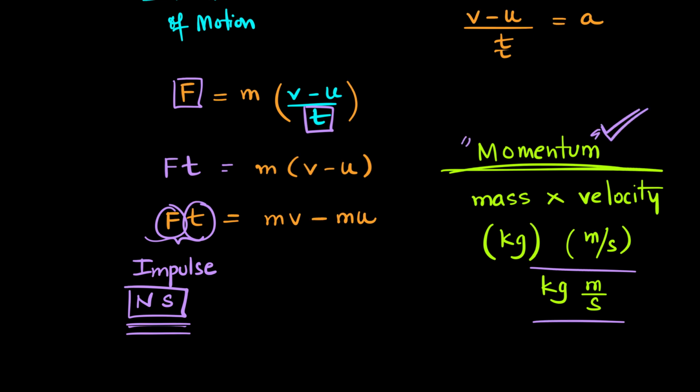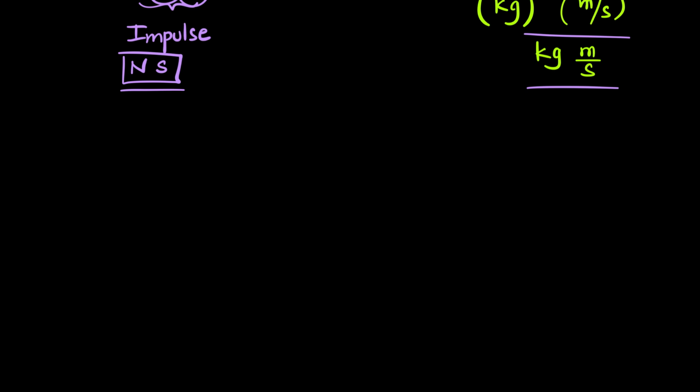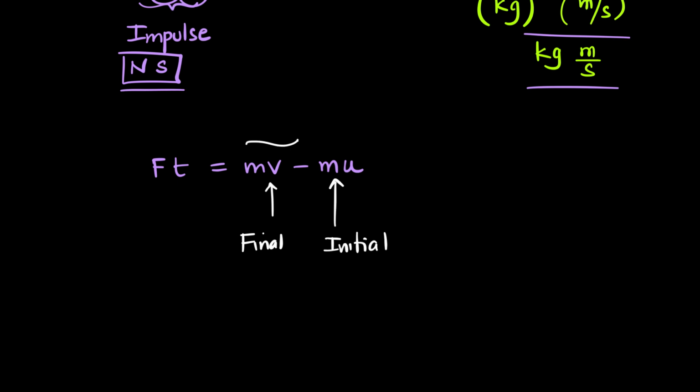So first of all, what does this equation say? We have Ft = mv - mu. This is the momentum based upon final velocity. Similarly, this is the momentum based upon initial velocity, and this is the difference in momentum, which equals the impulse.